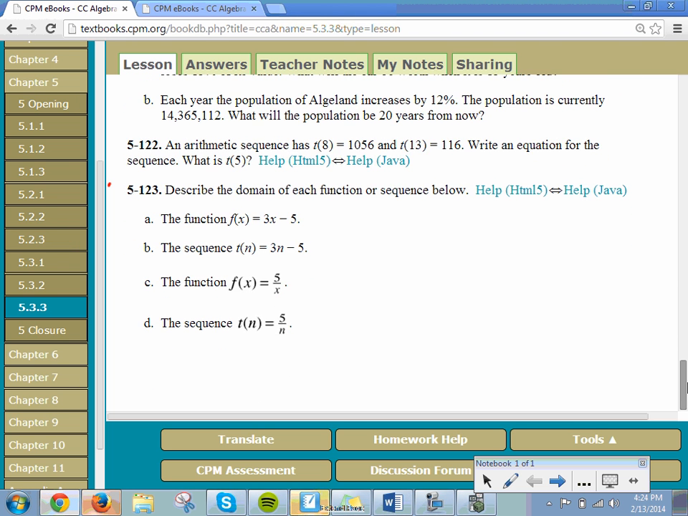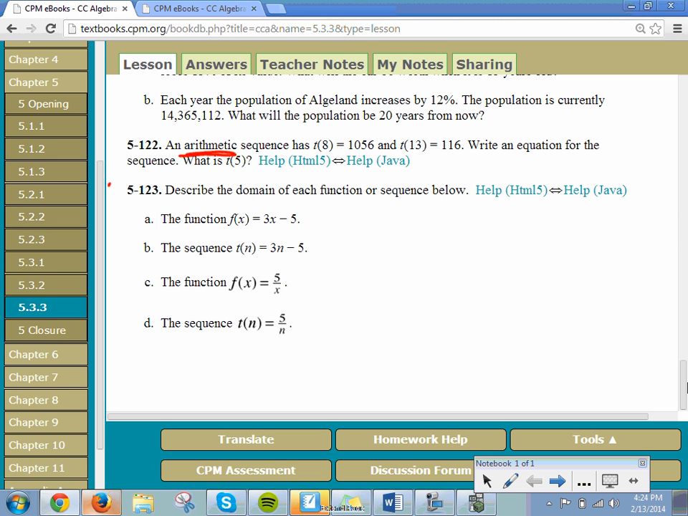Lastly, oh no, sorry. 122 and then 123. It says it's an arithmetic sequence with t of 8 equal to 1056, t of 13 equal to 116. Write an equation and find t of 5.